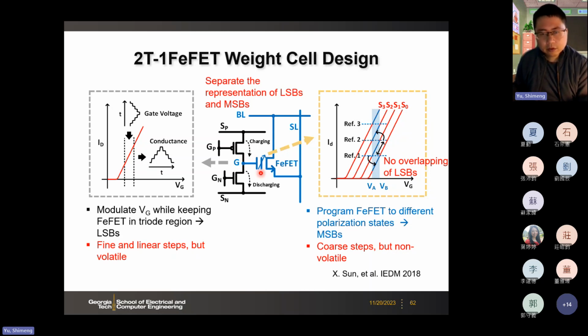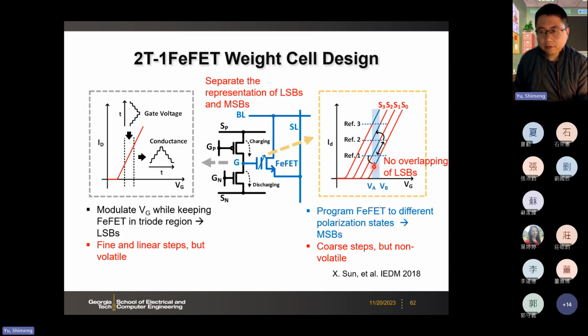We use the FeFET polarization of the VTH state to store the MSB. Here we can program the FeFET into 4 levels, and then we can store a 2-bit MSB. That means in the IDVG curve, we have 4 curves representing those 4 levels of the VTH. That is the 2-bit MSB. And then for the LSB, we are going to use this charge and discharge transistor to charge up the gate capacitor of the FeFET. So this will represent 4 bits of LSB.